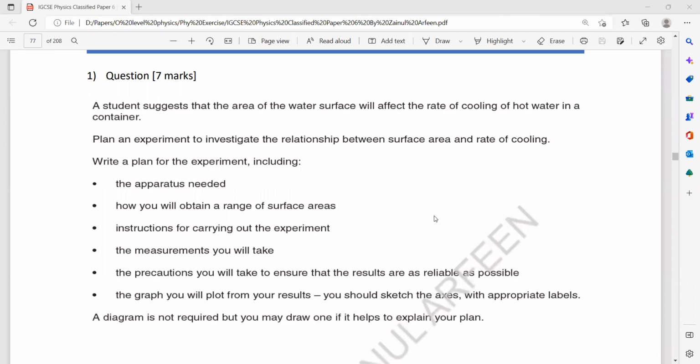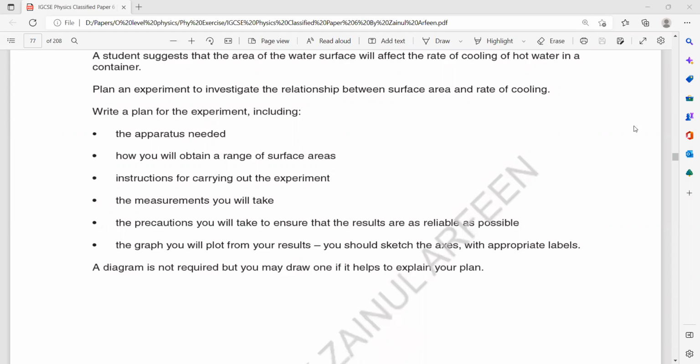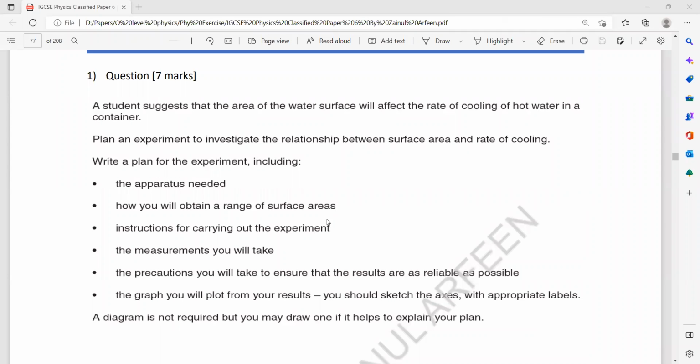We have to plan an experiment to investigate the relation between the surface area and the rate of cooling. Write a plan for the experiment, include the apparatus needed. What are the things needed if you want to carry out this experiment? You can use your mic or the chat to say. Thermometer. Thermometer. What else? Container with different surface area. Stopwatch or timer.